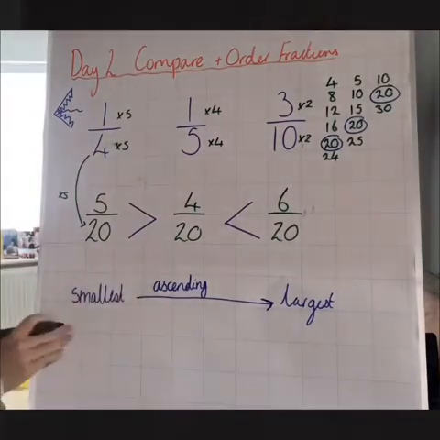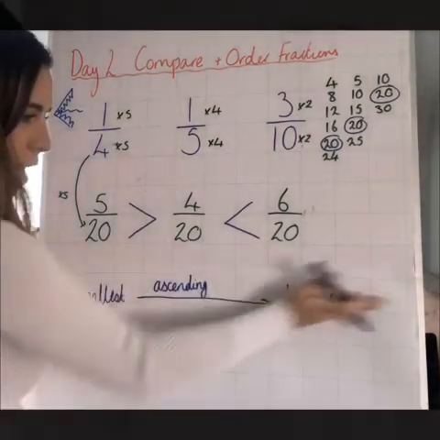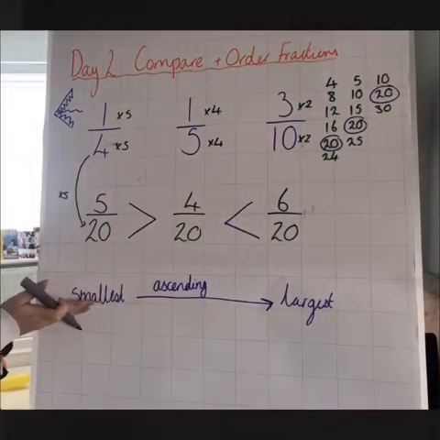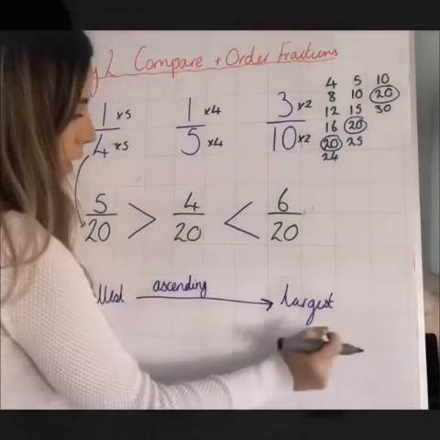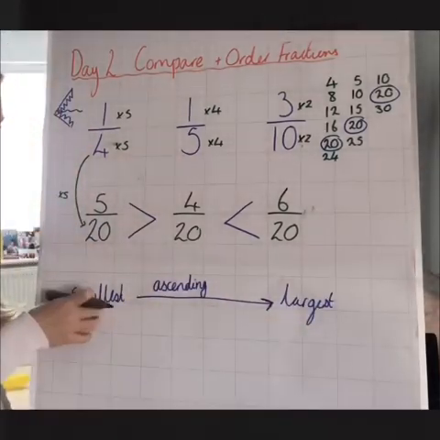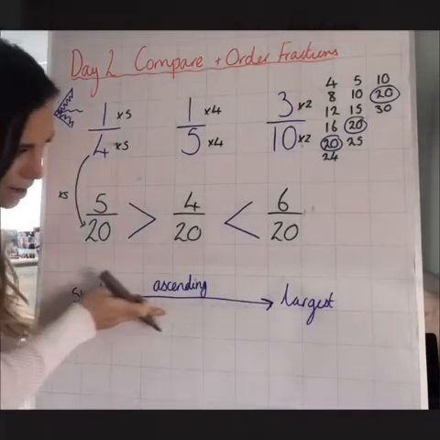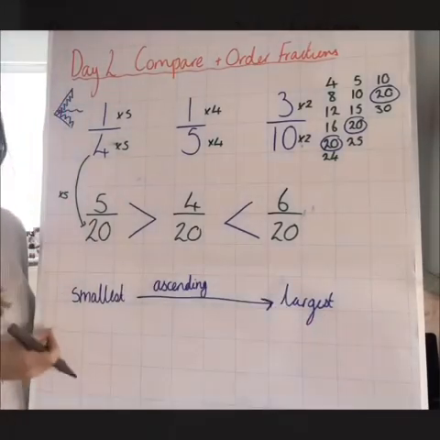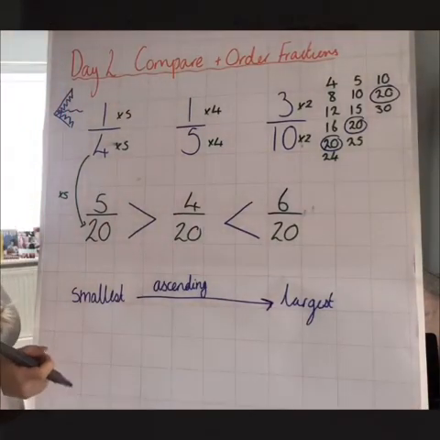That's ascending order. That means it's going bigger. It's going from the smallest one to the largest one. If it was going the other way, if I had the largest first and I was going down to the smallest, that would be descending. So keep an eye out for those on your sheet.